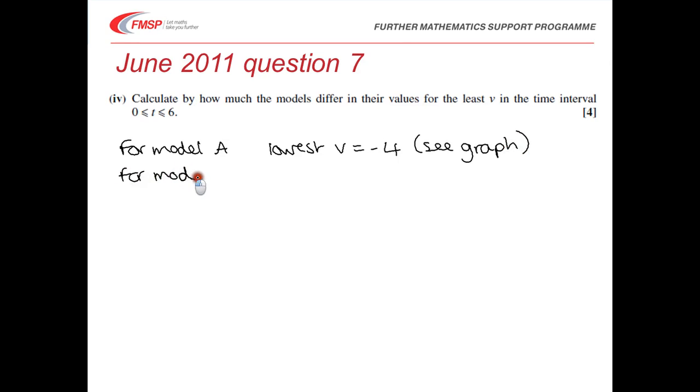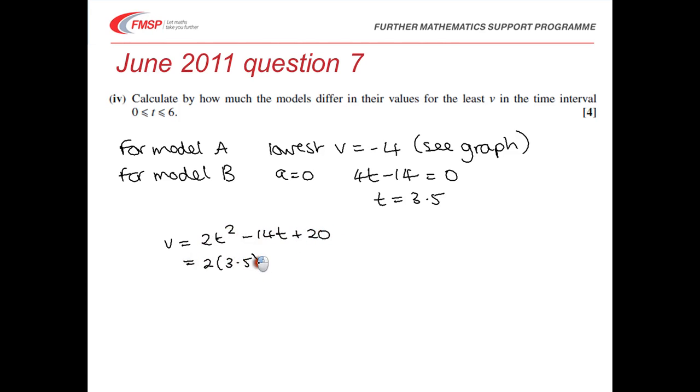For model B, we know that this is a quadratic, and it's a positive quadratic, and so we know the minimum value of v will be at the minimum point of the graph, and that is when the acceleration is equal to 0. Now we worked out the acceleration in the previous part of the question was 4t minus 14, and so if we solve that, we get t is 3.5. So we know that the minimum occurs when t is 3.5, and if we substitute that back into the equation of the curve, the equation is 2t squared minus 14t plus 20, and so substituting in 3.5, that works out to be minus 4.5.